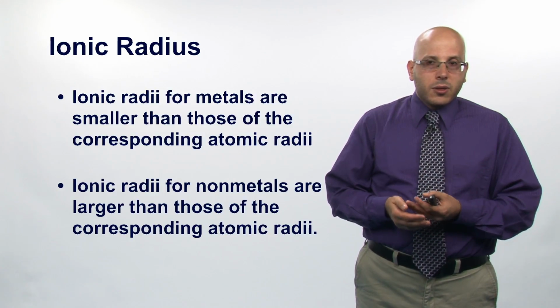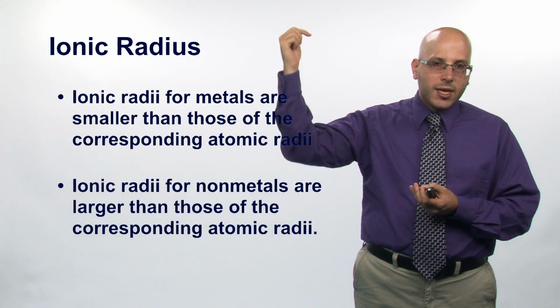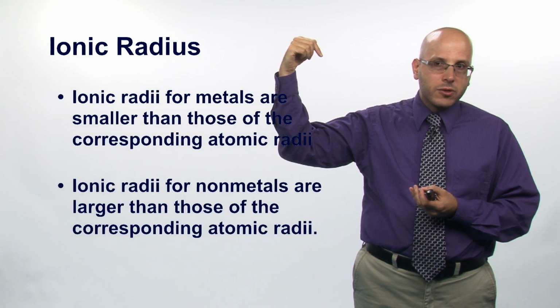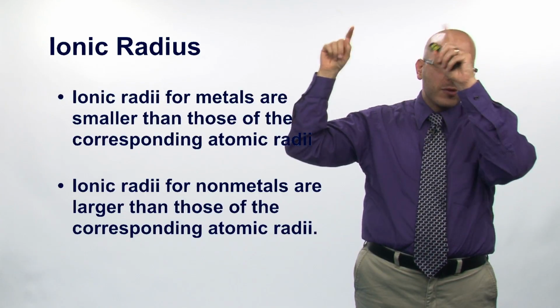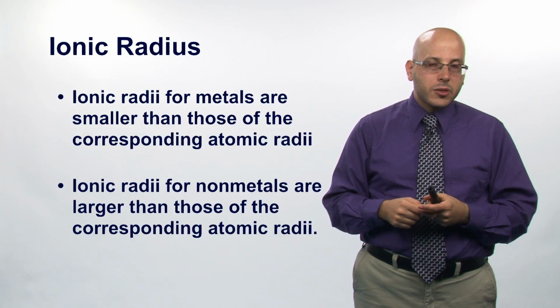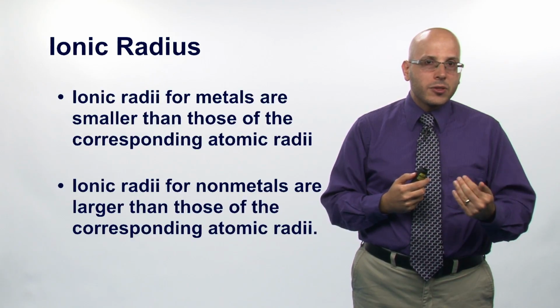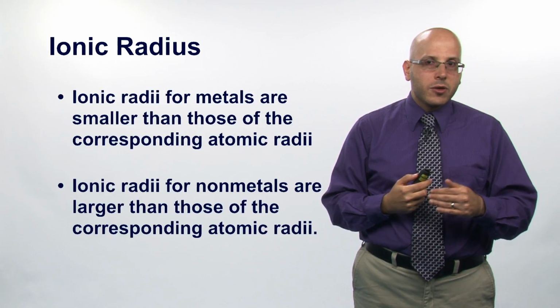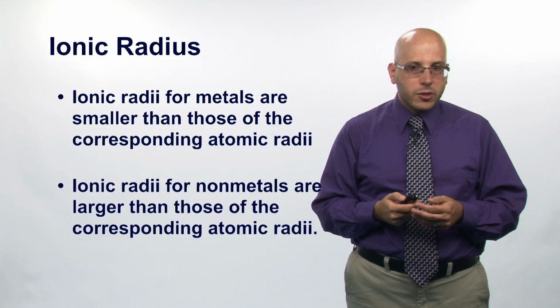For nonmetals, when they gain electrons, which is what they typically do, those electrons get added to the outermost energy level. So it's not that I lose energy levels; that energy level is actually getting bigger and bigger because of increased repulsion. That's why the radius of the ion for a nonmetal tends to be larger than the radius for an atom. And what I'll do now is show you a picture to illustrate this.